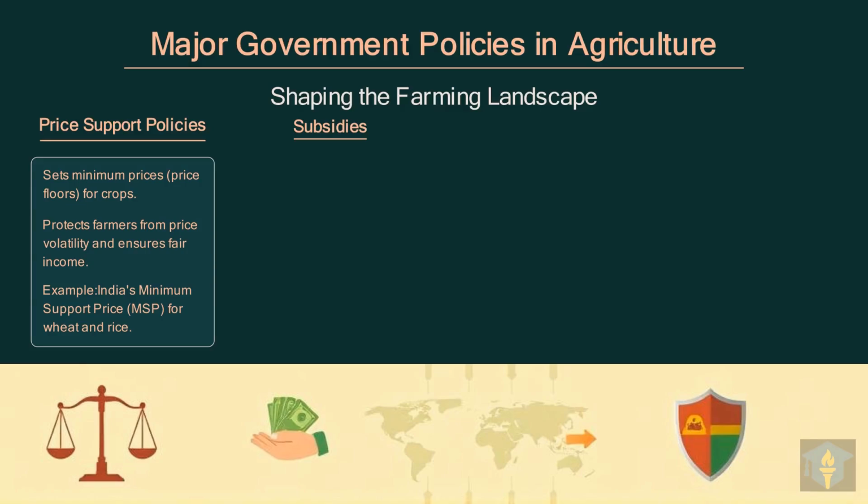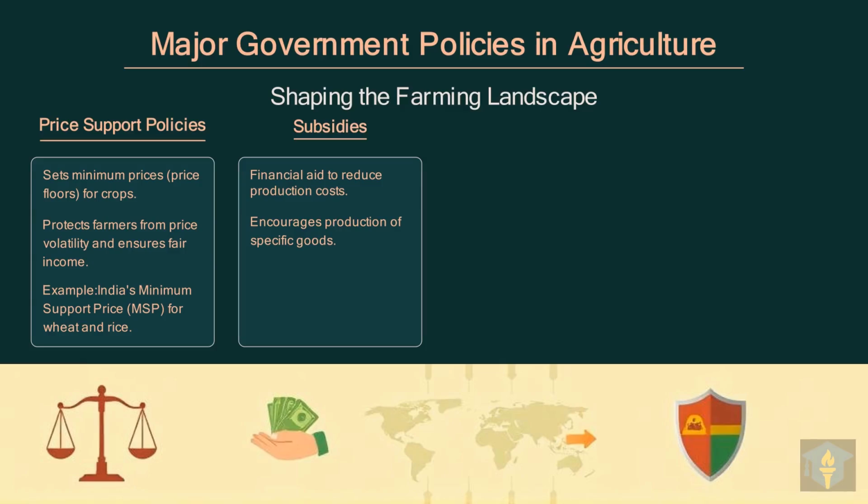Subsidies represent another important policy tool for governments. These provide financial aid to help reduce production costs for farmers. Subsidies encourage production of specific goods that governments want to support. They typically cover essential inputs like fertilizers, seeds, and irrigation systems.